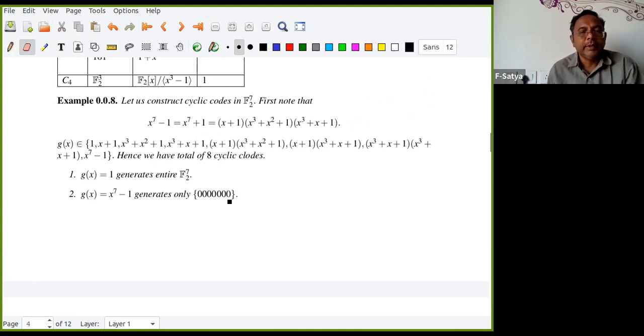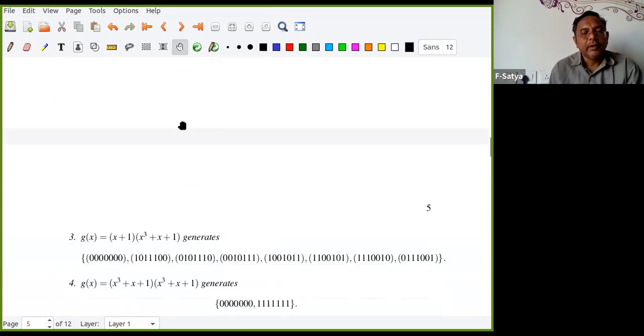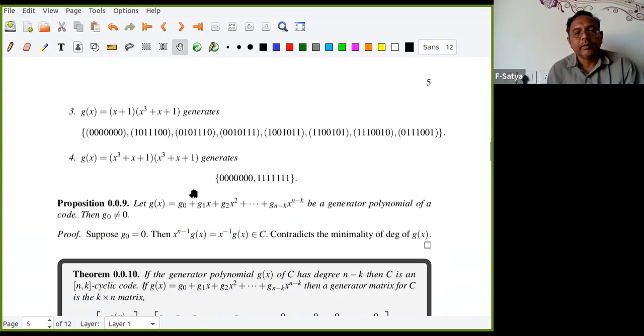I wrote all of them here. If g of x equals 1, entire F2 power 7 will come. Right? X power 7 minus 1 will give only the 0 code. Okay. These are trivial. Now try to understand some other one. Yeah. This will help you to understand. X plus 1 into x cube plus x plus 1. X plus 1 into x cube plus x plus 1. Right? What is the degree of this polynomial?